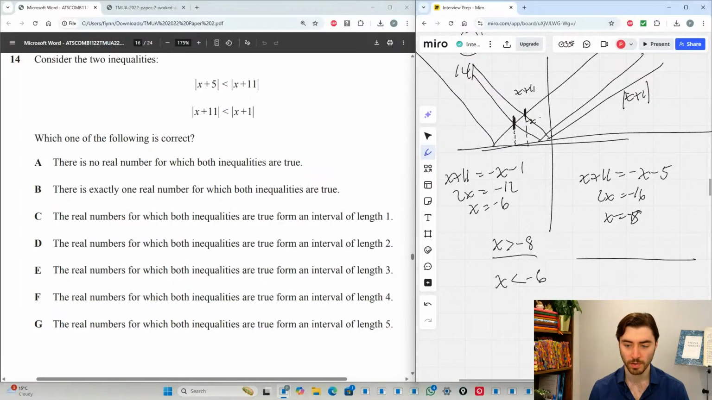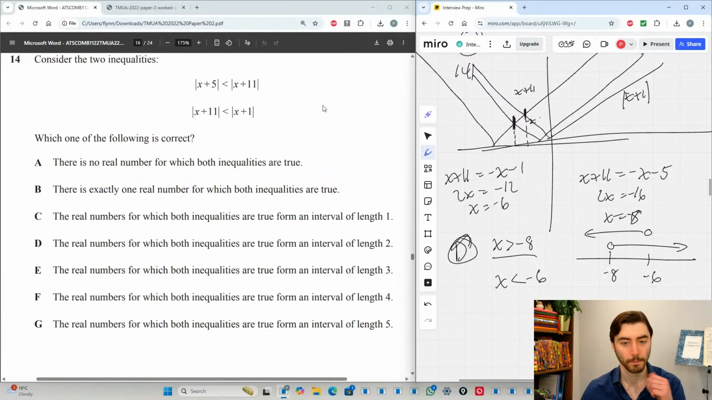So drawing these on a number line, we have minus 8, we have minus 6. The first one is true for x bigger, and the second one is true for x smaller than that. So the real numbers for which both inequalities hold form a length of 2. So the answer is D. Okay.